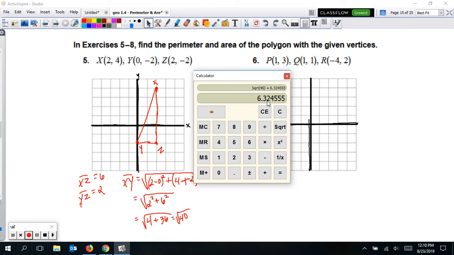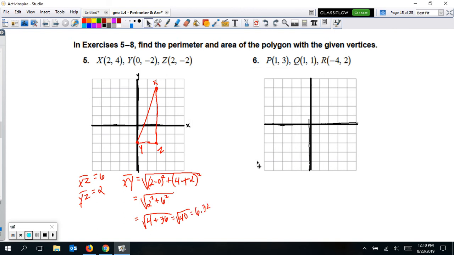Sometimes it might say tenth, sometimes hundredth, sometimes even thousandth. That'd be 3 decimal places. But if it doesn't say, just default to always 2 places. I think that would be best. So that would give us right here 6.32, and then we just got to add up our sides. So 6 plus 2 plus 6.32 would give us a perimeter of 14.32 units.